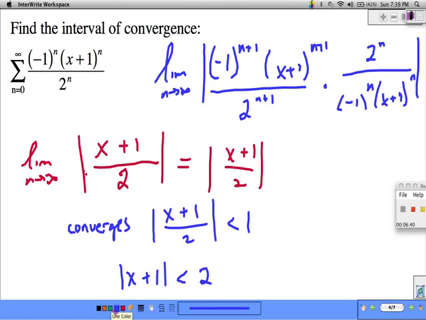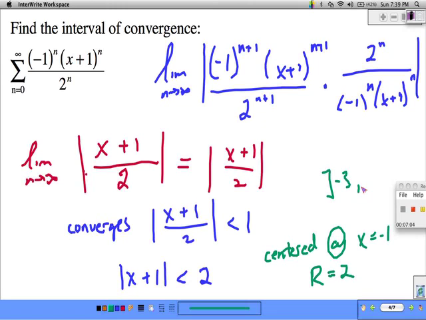And what this tells us is that we are centered at x equals negative 1, x minus c, and the radius of convergence is equal to 2. And what we end up with is an interval negative 3 to 1, 2 units either side of where we're centered at, and not including those values. And what we need to do is we actually need to check those values. We have to check the endpoints.